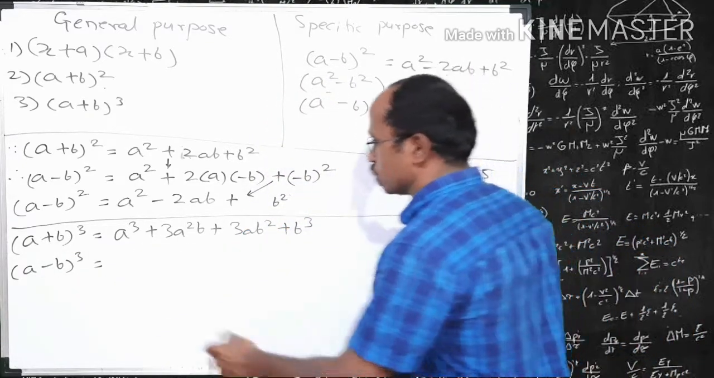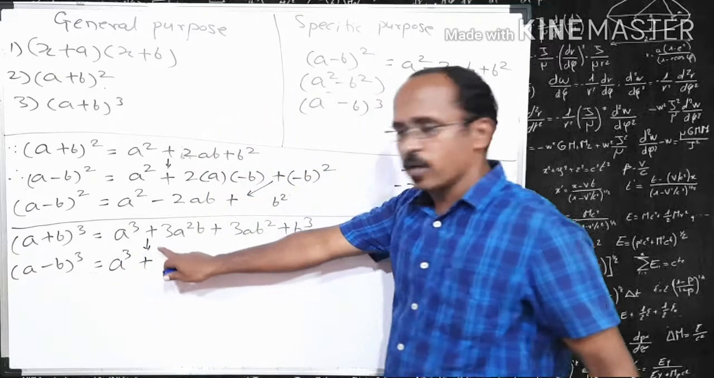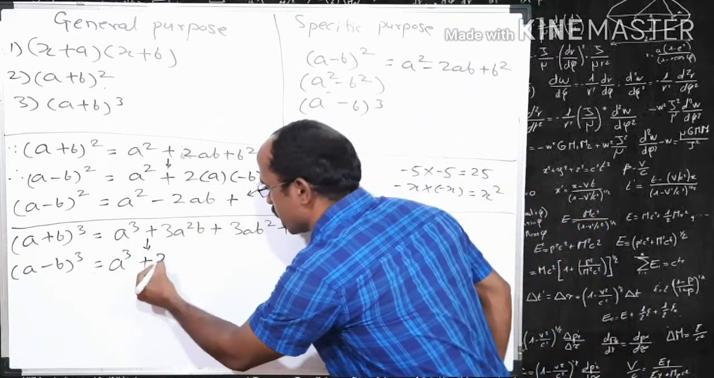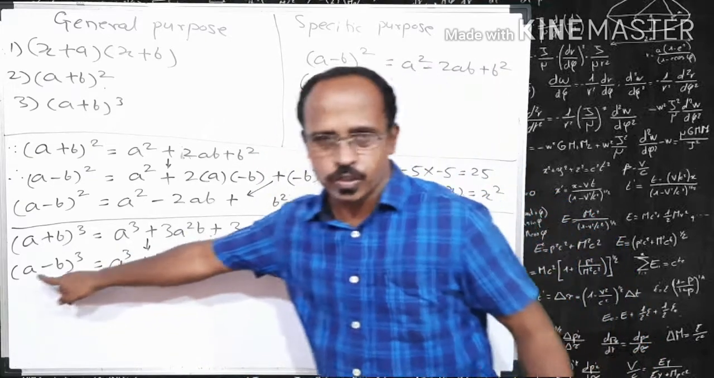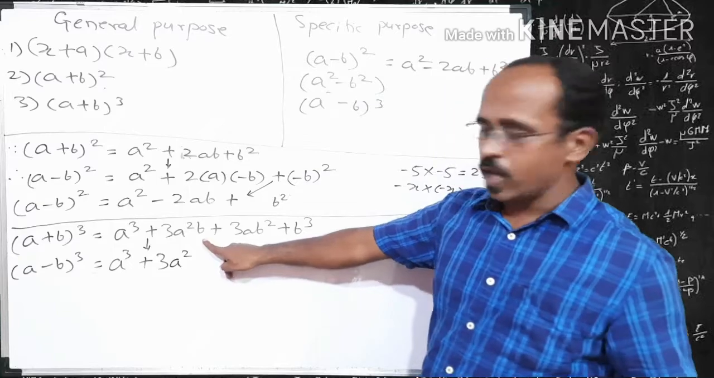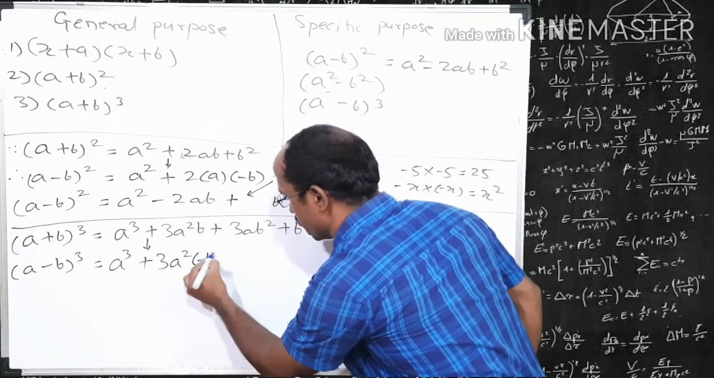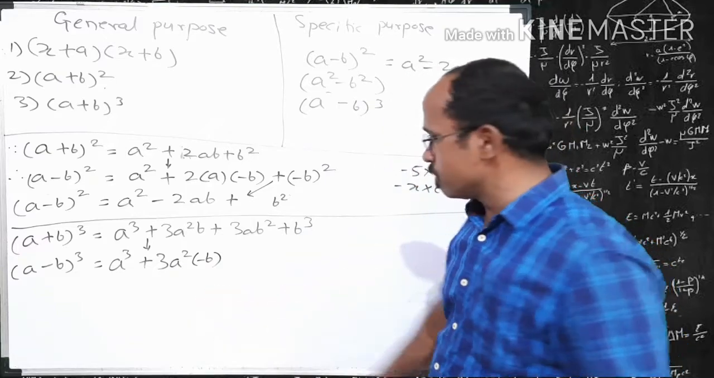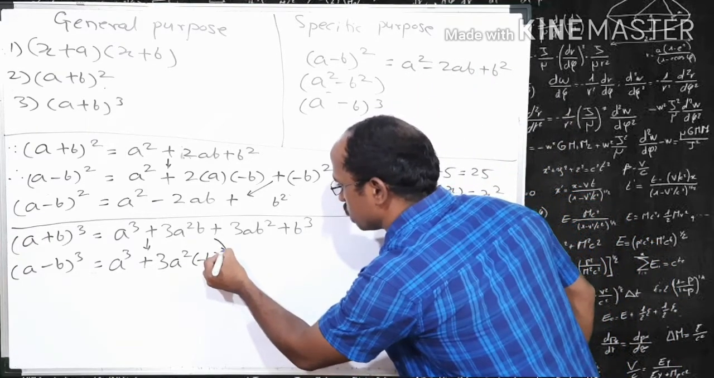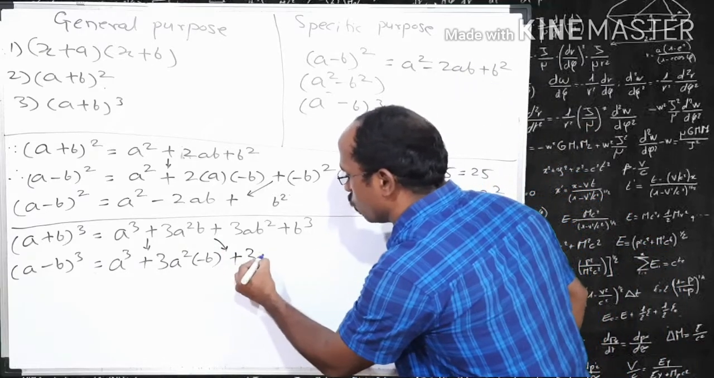a cube is equal to a cube. This plus will come as it is as part of the formula, plus 3 into a square. a is positive, so positive a square, into b. At the place of b, we have to replace minus b, so minus b. Clear? This plus will come as it is as part of formula, plus 3 into a.